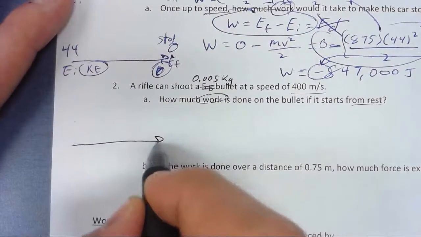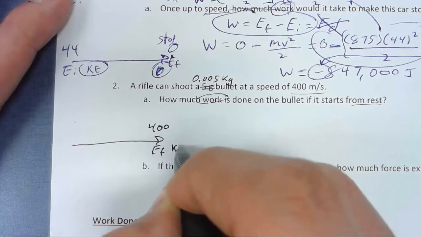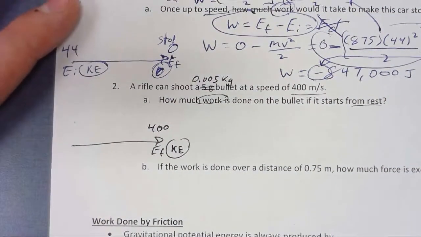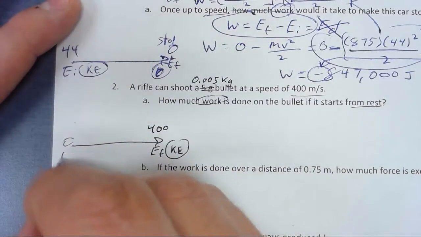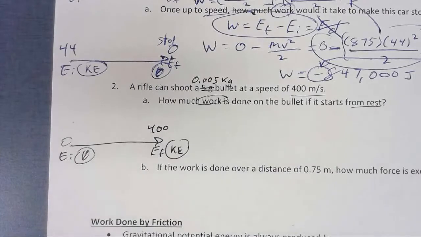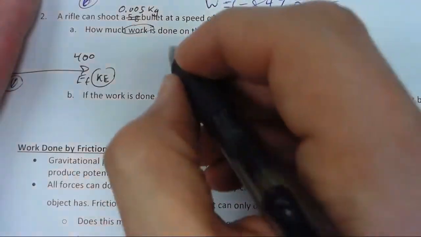So once again, if we draw a picture, the bullet's moving at 400 meters per second. At the end, that's kinetic energy because it's movement. There's no height involved. At the beginning, the bullet's at rest. Therefore, the initial energy state is just a zero. There's no potential energy. There's no kinetic energy. We want to know how much work is being done.